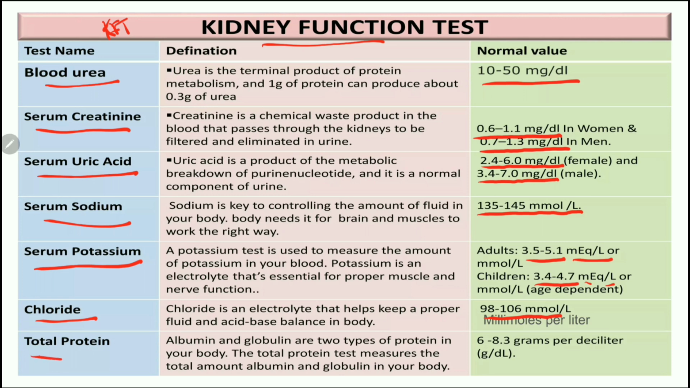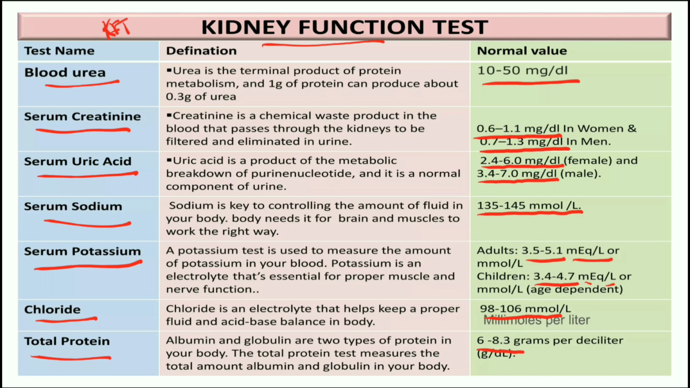The next parameter is total protein. Now, proteins are essential for your body to work properly. The normal value of the total protein should be between 6 to 8.3 grams per deciliter. Now, proteins have important functions including giving your body energy, rebuilding muscles, and helping your immune system fight infections. But it should be in the blood, not in the urine.